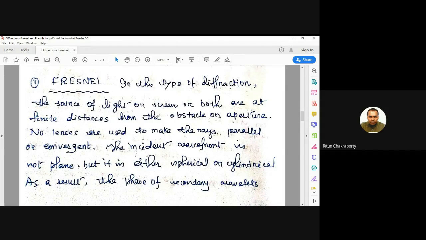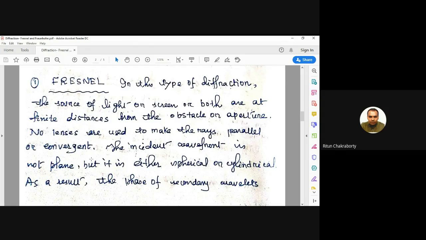Either the source of light should be at a finite distance, or the obstacle or aperture we are using to get our diffraction pattern should be at a finite distance. So no lenses are used to make the rays parallel or convergent. This is an important point to remember: no lenses are used to make the rays parallel or convergent in Fresnel type of diffraction.